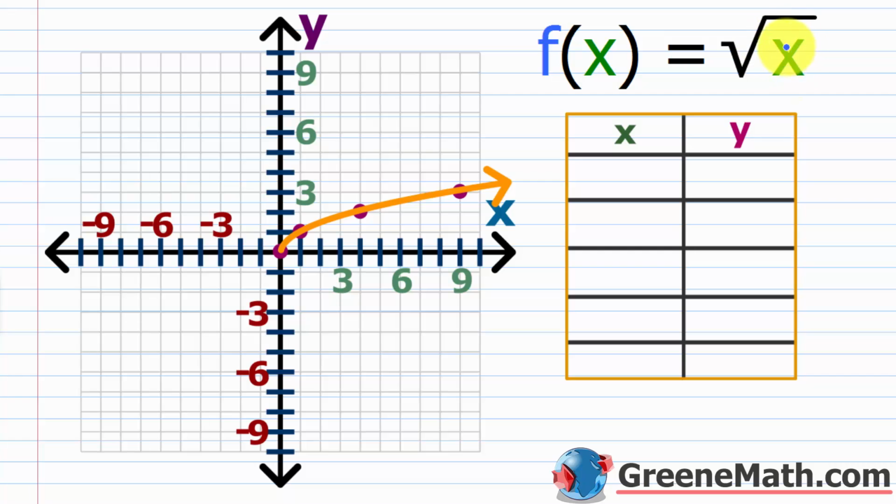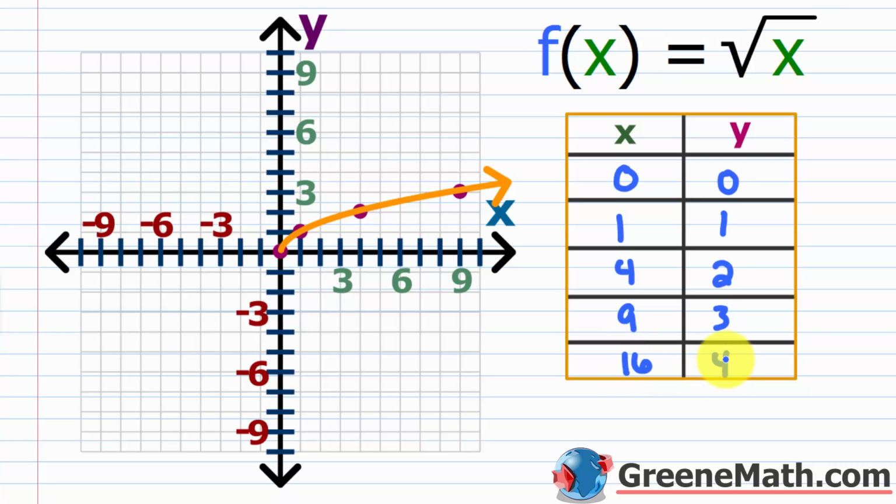I know my input x, I'm going to plug something in there, take the square root of that, and get my output y, or f of x. If I plug something in for x, I want it to be a perfect square, so I get a nice clean answer. I'm going to start with 0. The square root of 0 is 0. Then 1, the square root of 1 is 1. For 4, I would get 2. For 9, I would get 3. And for 16, I would get 4.